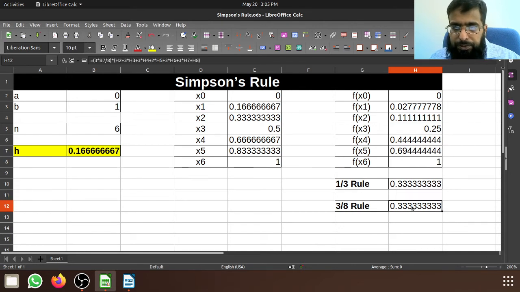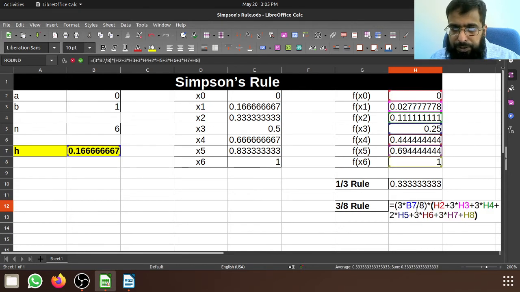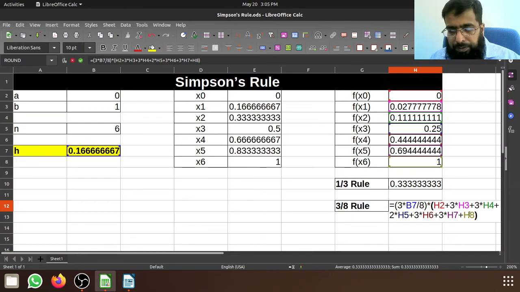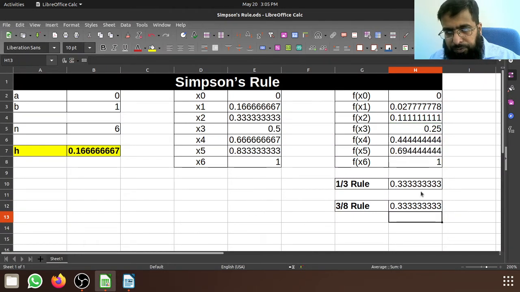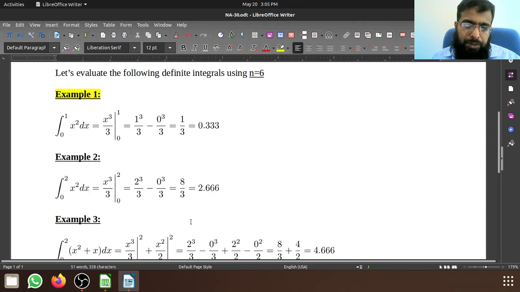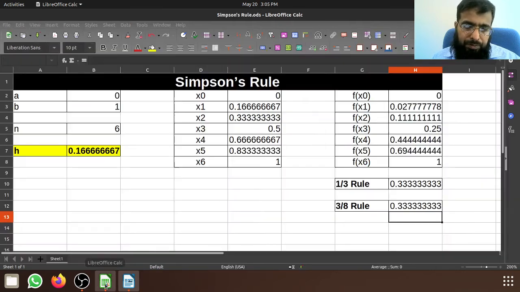And using the 3/8 rule, this formula is actually the formula we studied for the 3/8 rule, right? And using this, even this formula yields the same result, 0.333. So let's see what the actual result is. It's also 0.333. Amazing. So it gives you a very good result with the least computations.